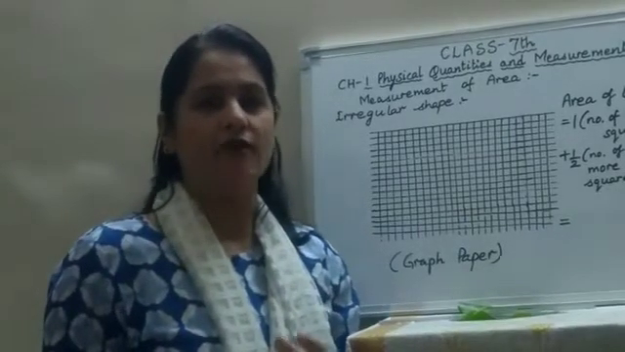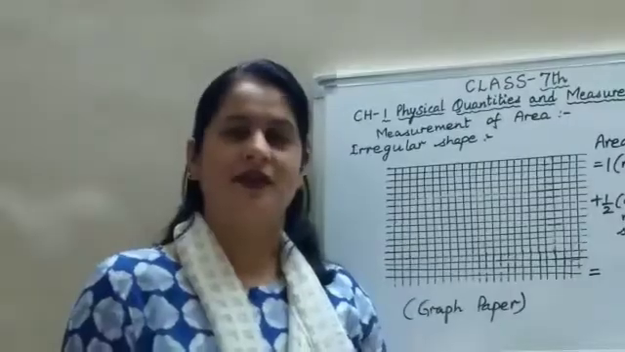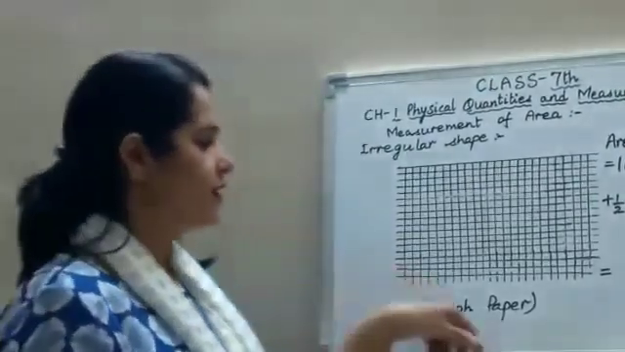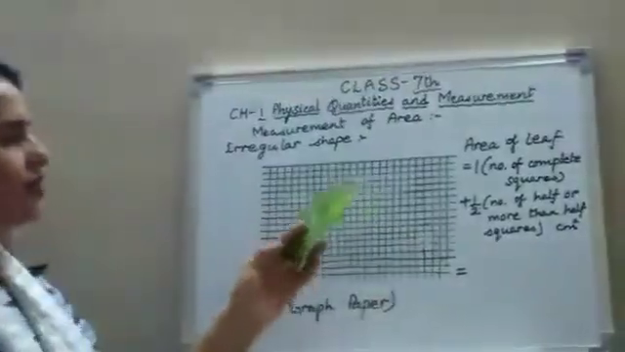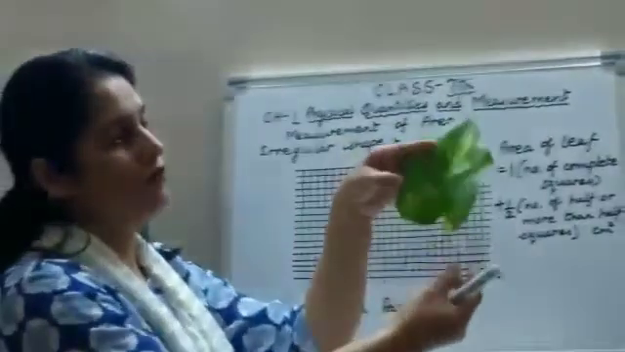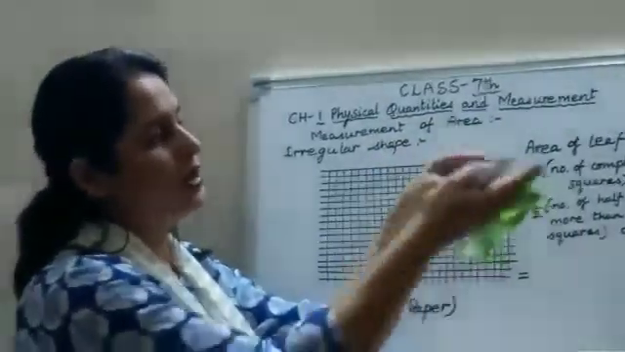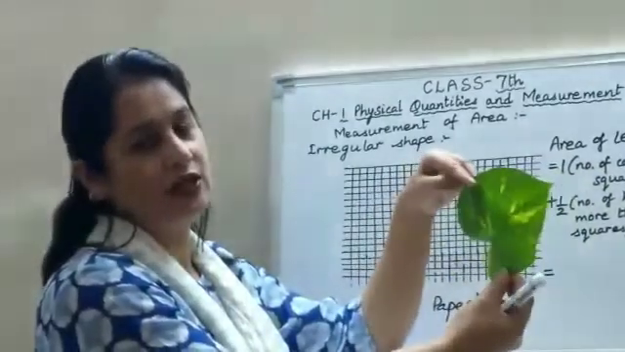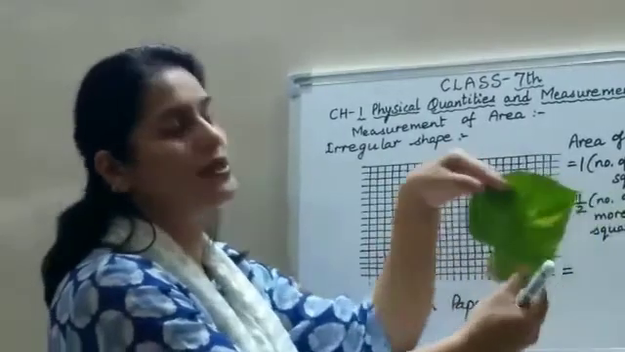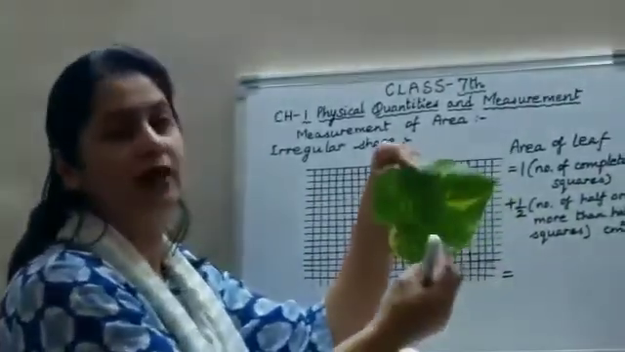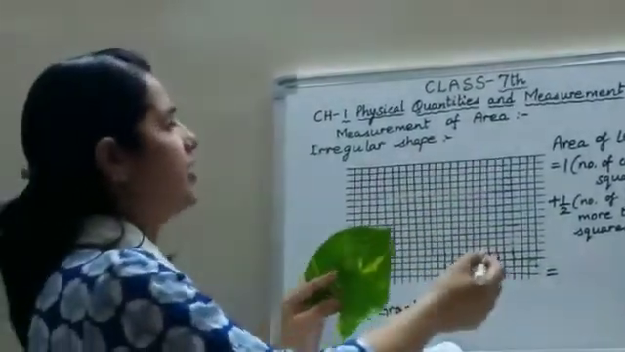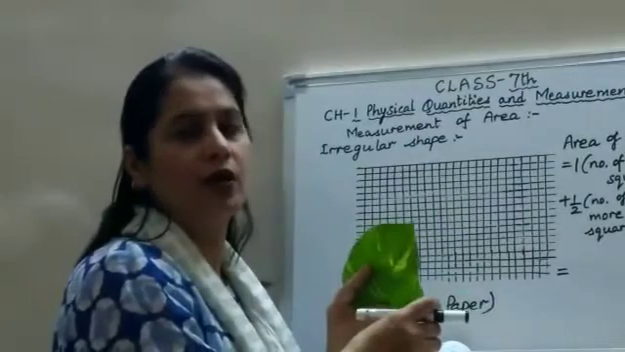Irregular shape means they have no fixed length, breadth are not specified. So children, see this leaf. If I give you this leaf and I tell you to find the area of this leaf, how will you find it? How can you measure the length, breadth, height? You cannot measure it. So how can you get the surface occupied by this leaf, the area covered by the leaf? So this is the method you will be using to find the area of irregularly shaped bodies.